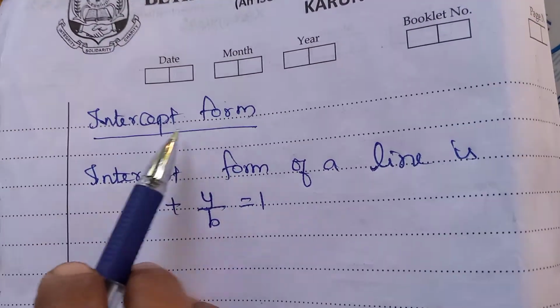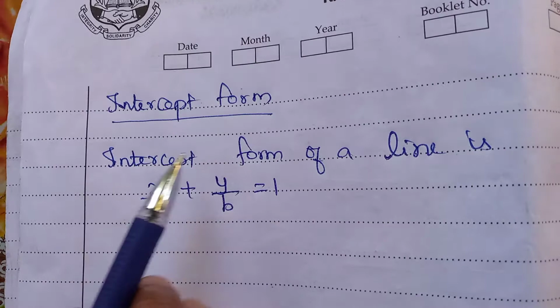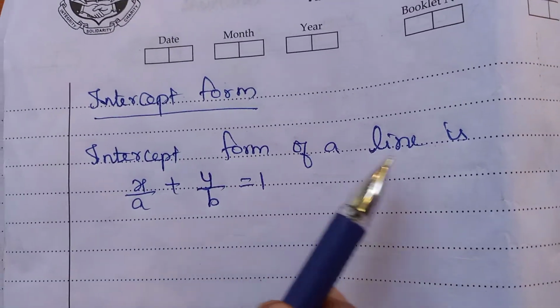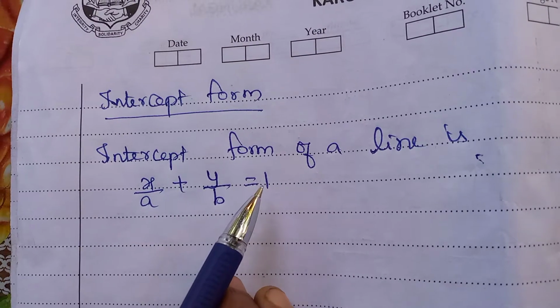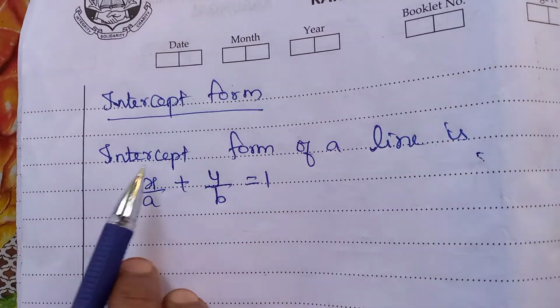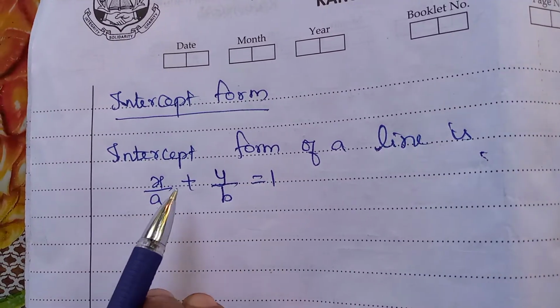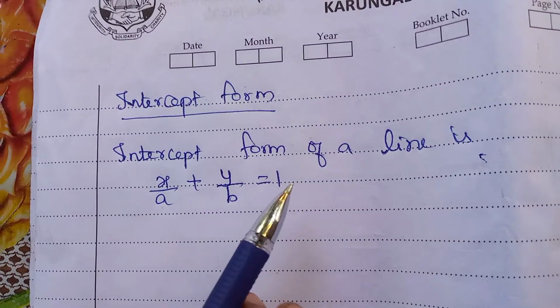Next we have the intercept form. Let's write the formula. The intercept form of a line is x by a plus y by b is equal to 1.